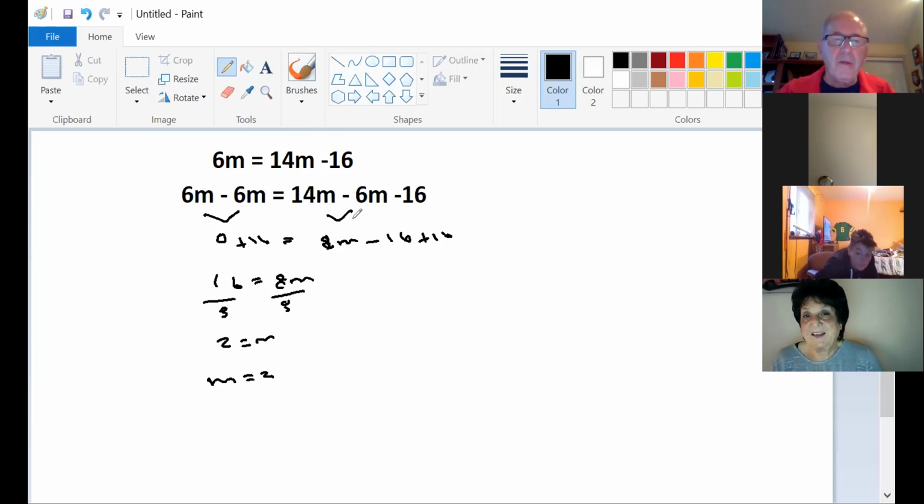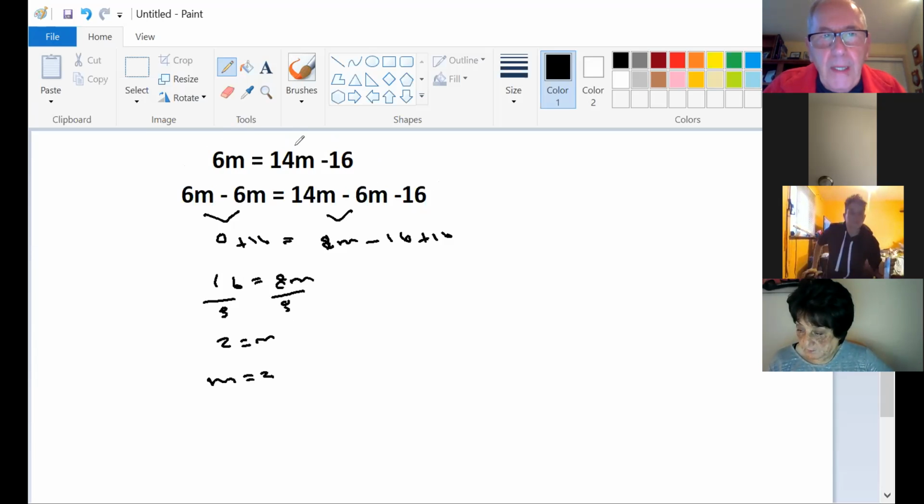Well, Kathy, if I go ahead and put this 2 back in here, you're going to see that 2 times 6 is equal to 12. 2 times 14 is equal to 28. 28 minus 16 is equal to 12. So 12 is equal to 12. Let me do that a little slower, but that's checking it.